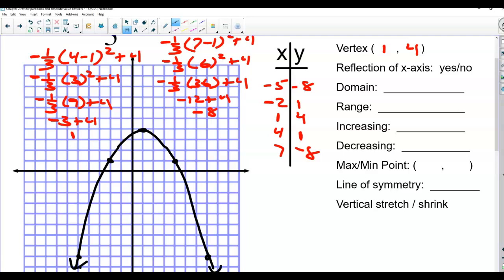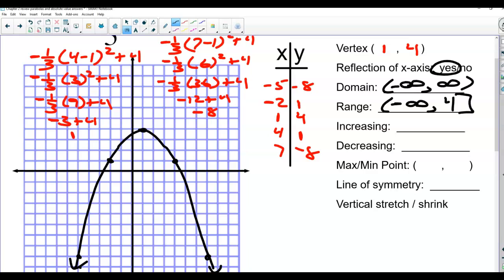Does it reflect over the x-axis? Yes, the a is negative. My domain, the x's are going to infinity in both directions. So it's negative infinity to infinity. The range, it's coming from negative infinity and going up to 4. So negative infinity, bracket the 4.